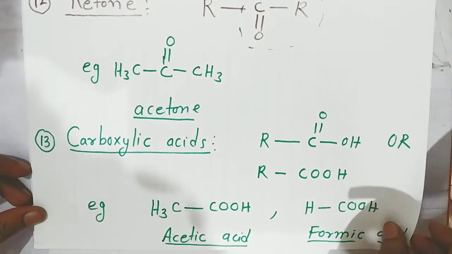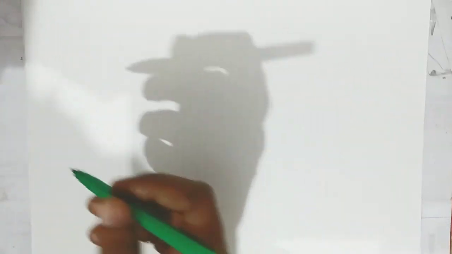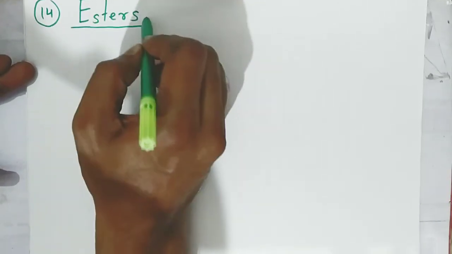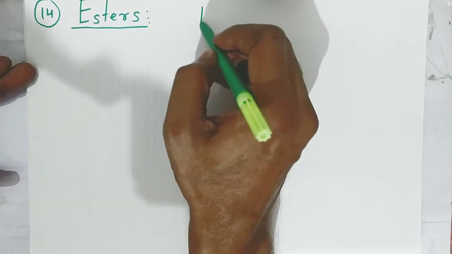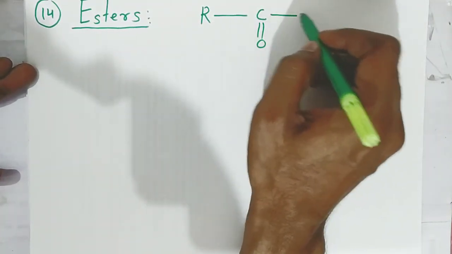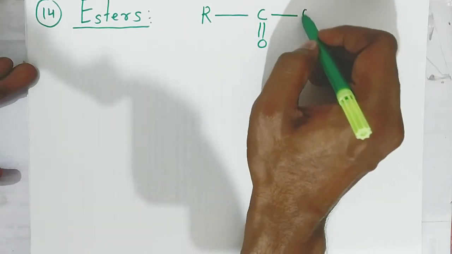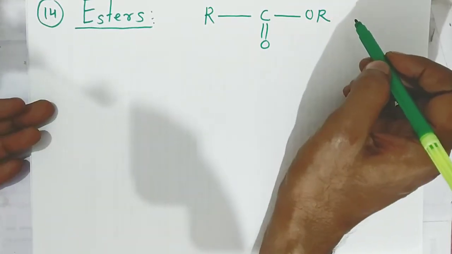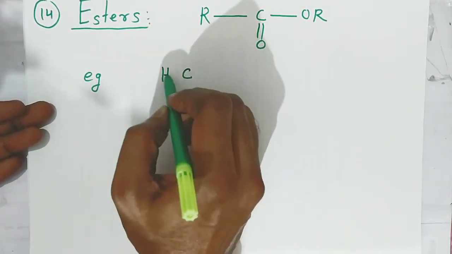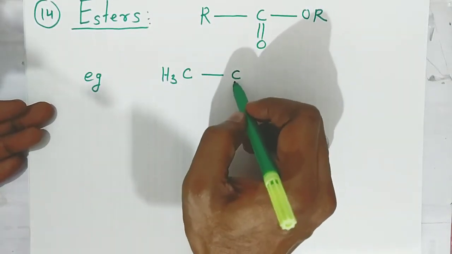Now we will see the 14th one. The 14th functional group is ester. Students, esters also have the definition: when hydrogen of the alkanes you are replacing with the ester group. This is the ester group, students. Instead of hydroxyl you have what? Alkoxy group. So this is the ester. Now example, students, you can put here CH3 and you have the ester group.